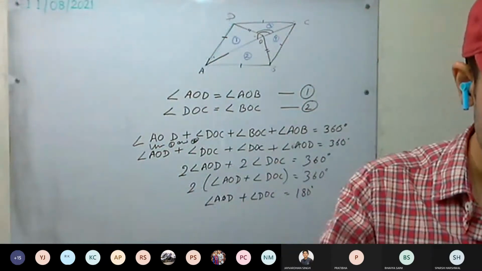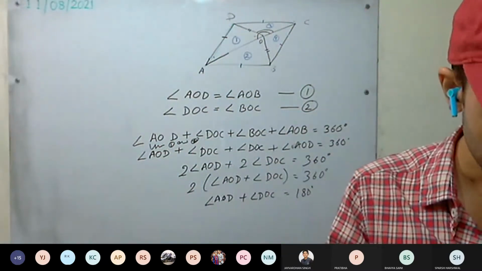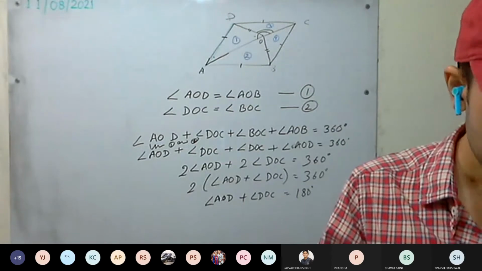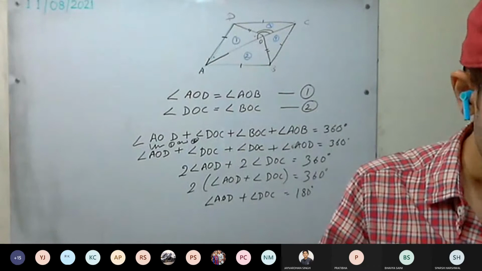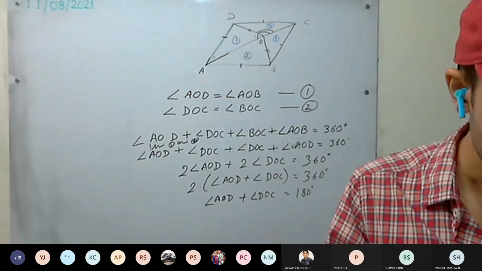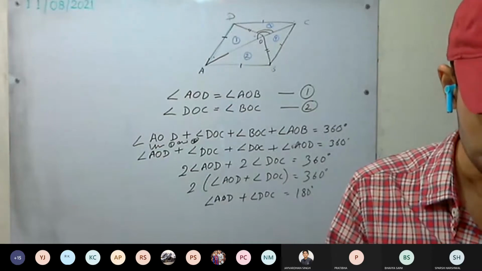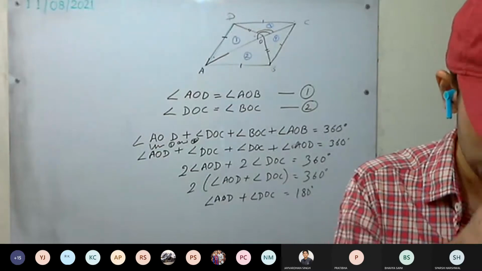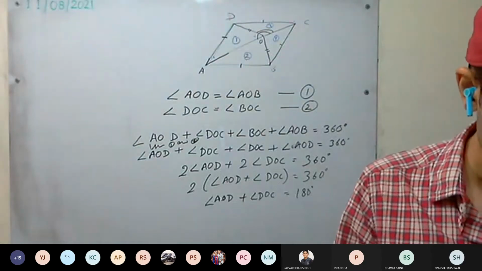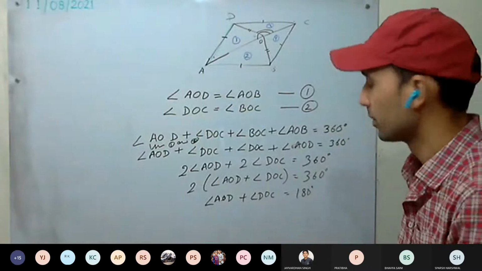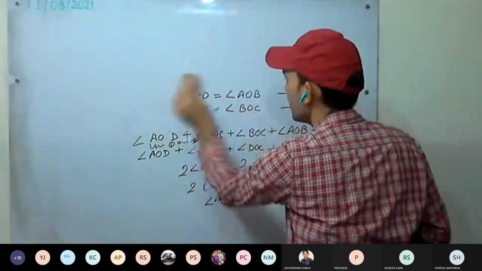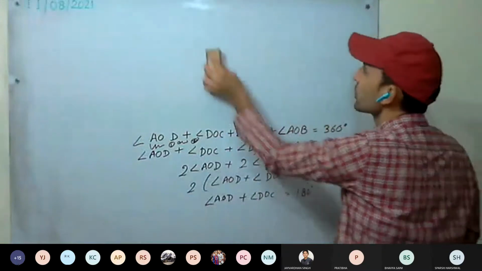In quadrilateral ABCD, AD equal to BC, and BD equal to CA. Prove that angle ADB equal to angle BCA. These two angles are equal here. Okay, try to do the figure.